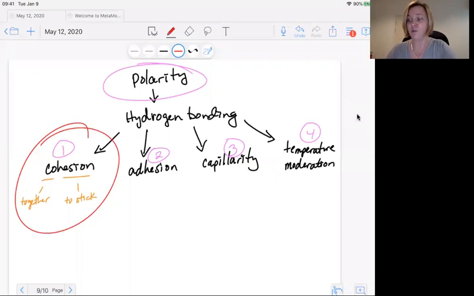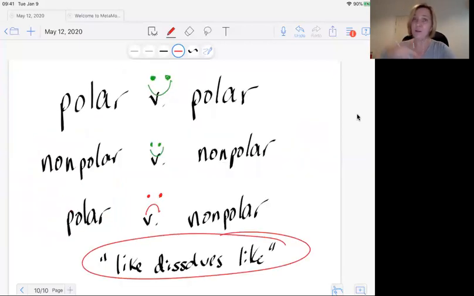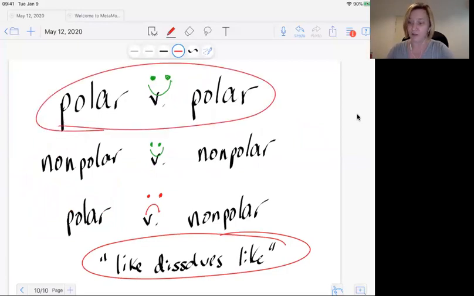Now I've given you the translation from the ancient Greek or Latin roots. Hesion means to stick, co means together. Whenever you translate scientific words, you always go from right to left. You read backwards, you translate it backwards. So it means to stick together. And so this is what I was talking about in the previous video. Like dissolves like, polar likes polar.